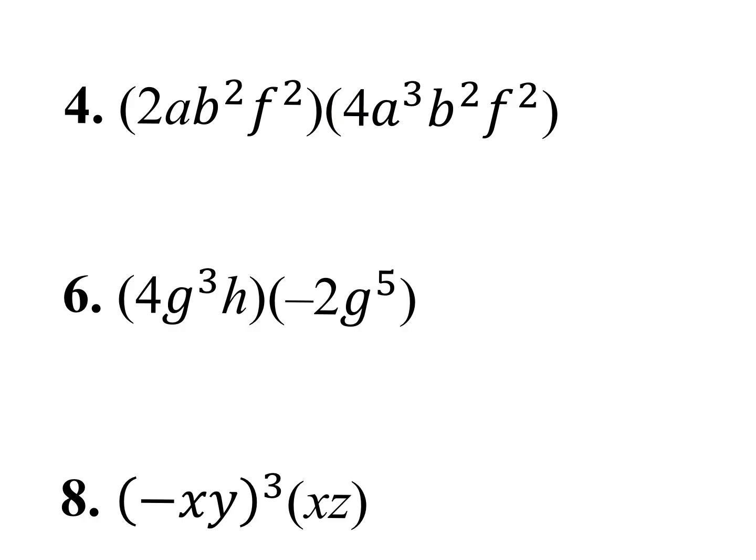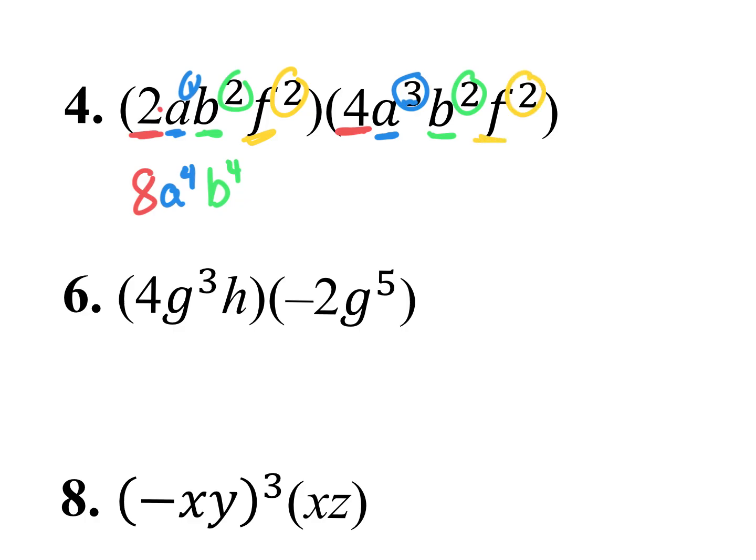Now let's start with the coefficients. You have the coefficient of 2, times, but instead of saying 2 times 8, let's say 2 times 4. 2 times 4 is 8. That's going to be the first part of our answer. And we can move on to the a, which is a to the 1 times a to the 3rd. Add 1 plus 3, and you'll get a to the 4th. And then you move on to b's. You have b to the 2nd times b to the 2nd. Add the exponents. 2 plus 2 is 4. And then you have f to the 2nd times f to the 2nd. Add the 2 plus 2, and you get 4. There's your answer, 8, a to the 4th, b to the 4th, f to the 4th.